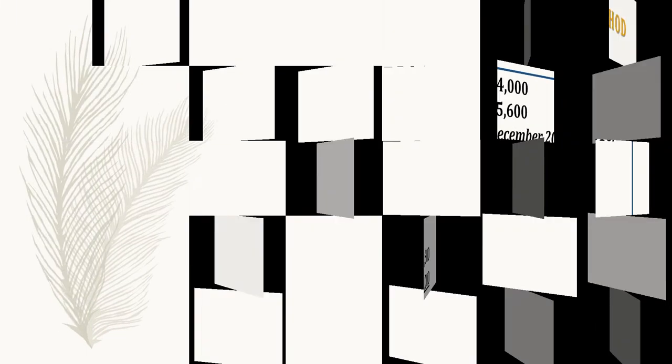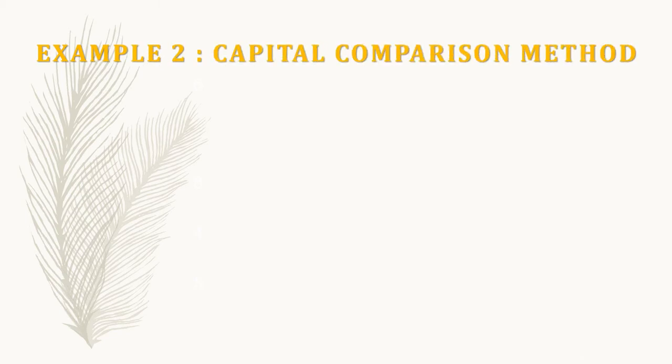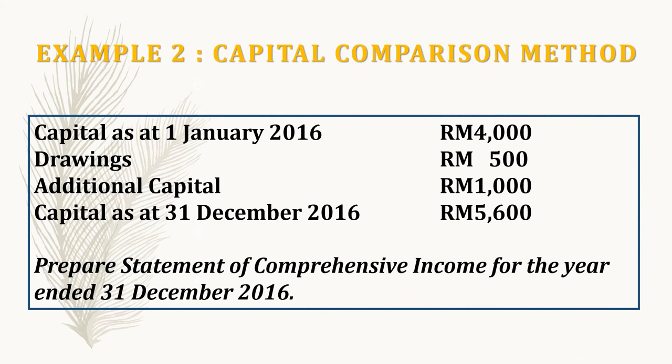Okay, alright, we'll go to example 2, using the same method, that is the capital comparison method, only that in this example you are given more information. You have the information on the drawings and also additional capital. So we are supposed to calculate the profit or loss for this example.